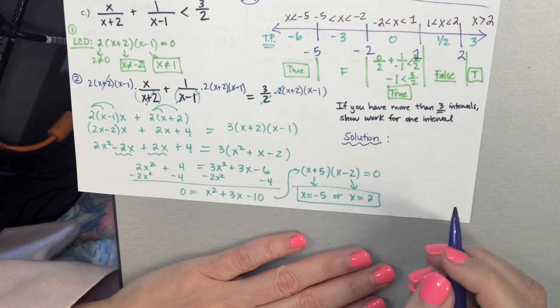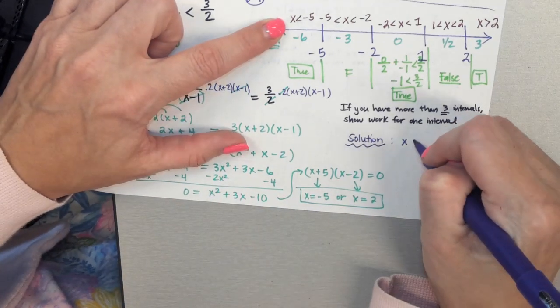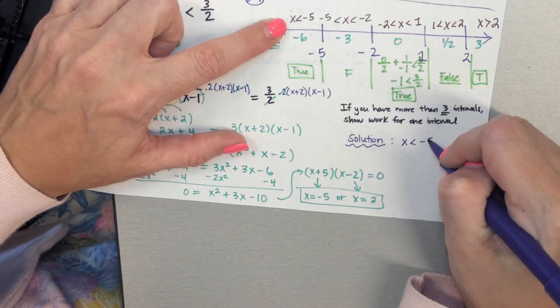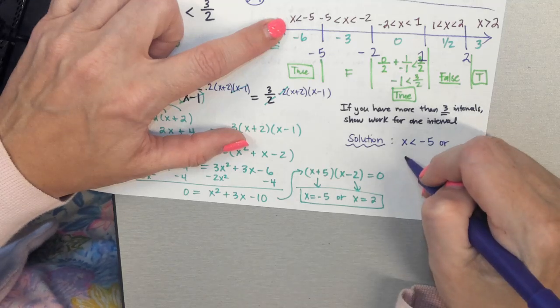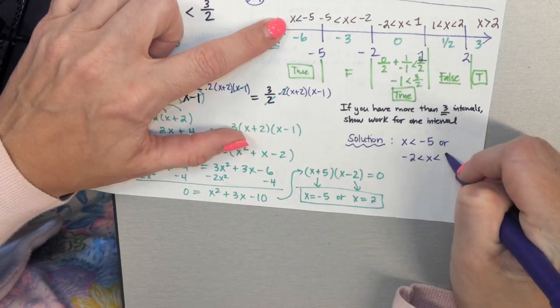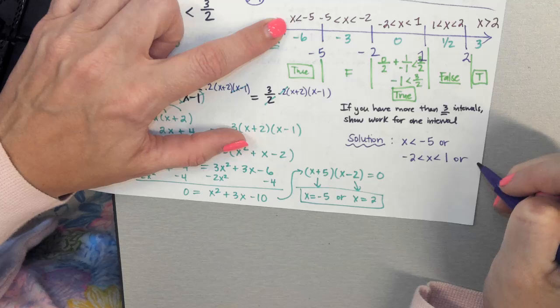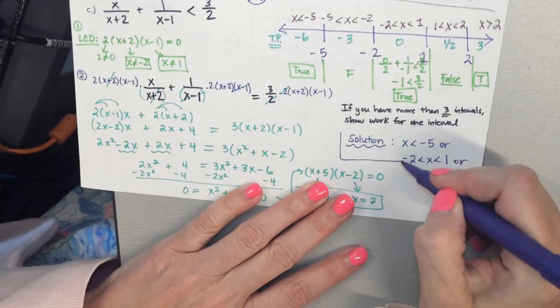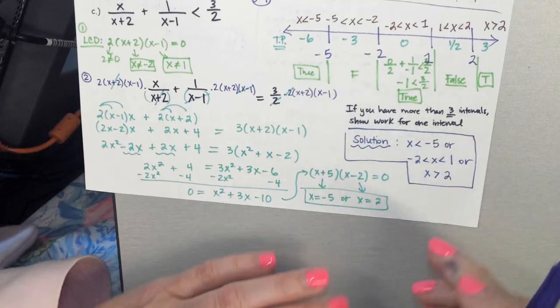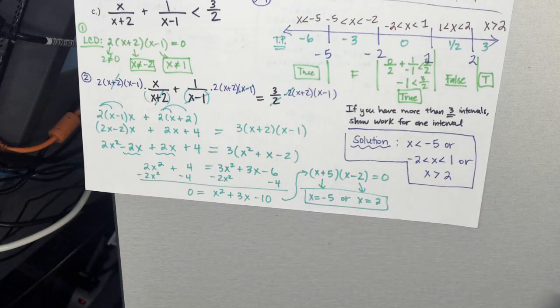Okay, so your solution is everything that's true. So it's x is less than -5, or x is between -2 and 1, or x is greater than 2. So that whole thing is your solution. Okay, all of those intervals together.